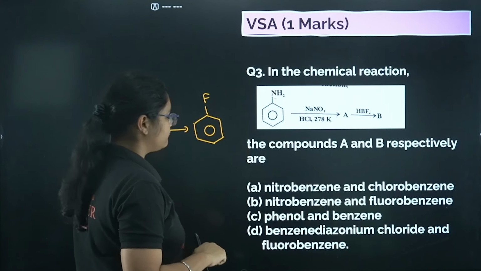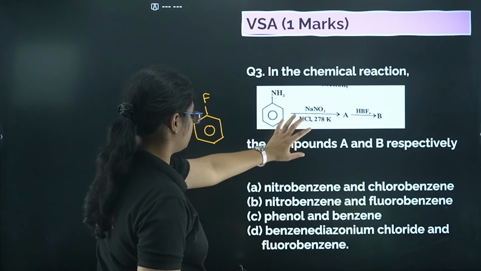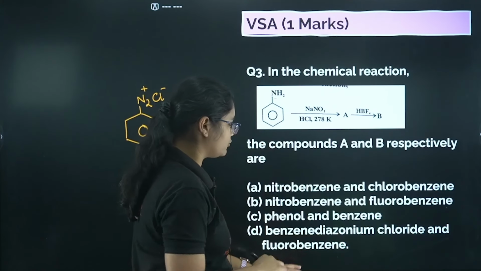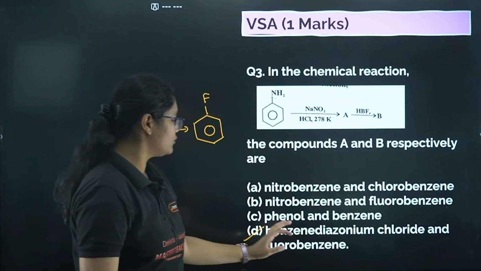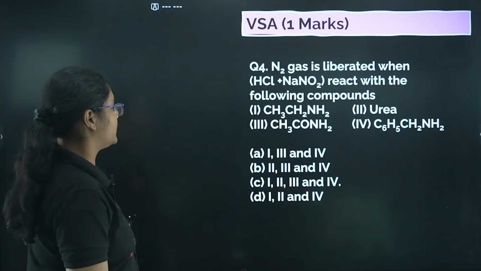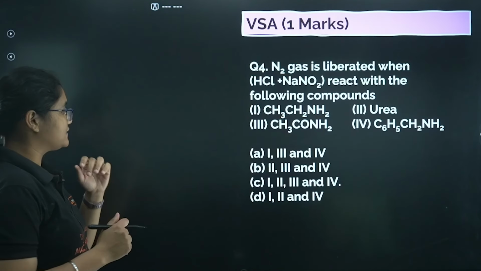Okay, it will give me fluorobenzene. So the first one, that is A, is benzene diazonium chloride, and D is fluorobenzene. So option number D is the correct answer. Let us see the next question.